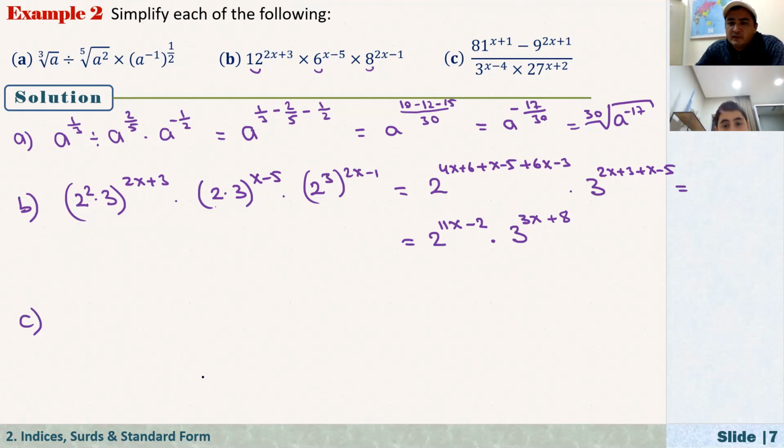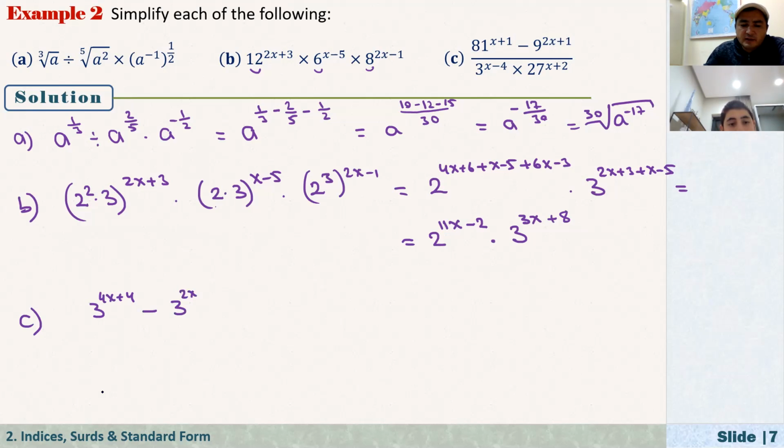How about C? How do you solve C? Make it to the prime powers, then divide. It means like cross. Okay. All right. So the 81 is 3 to the power of 4, so that is 4x plus 4, right? Minus, here 9 is 3 squared, so it is squared, 2 times 2x.